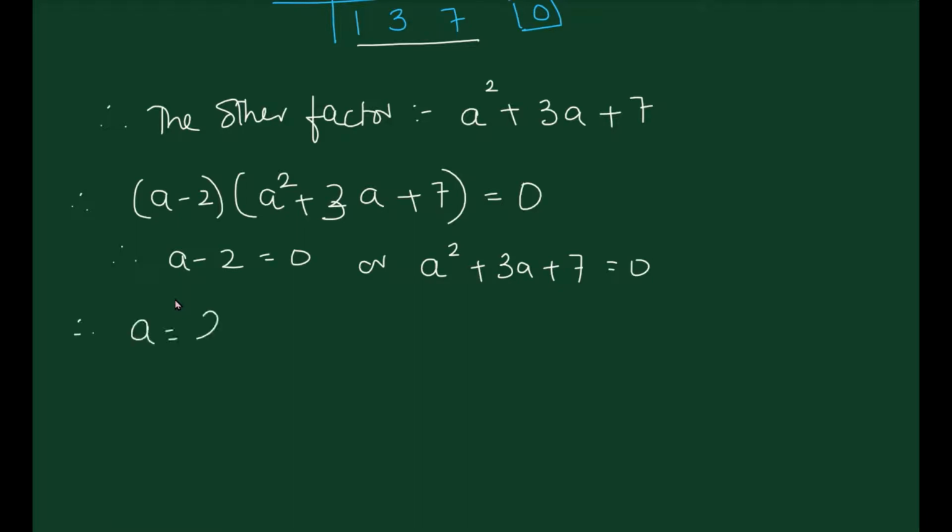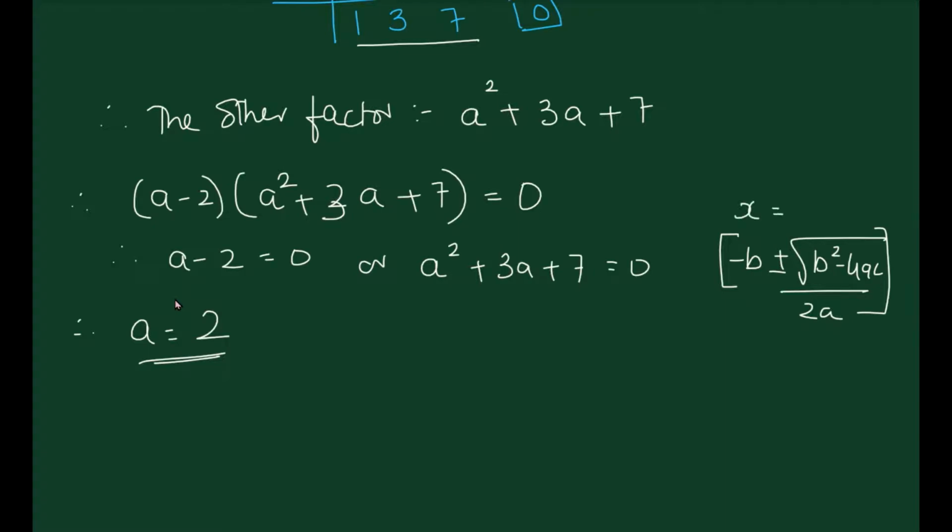Therefore a is equal to 2. Okay, we got one expression. What about this particular second expression? In this case we cannot split the middle term, as you can see. Okay, also then in that case what we can do is we can use the formula method actually. Formula method, if you remember, it is minus b plus or minus root of b square minus 4ac upon 2a. Okay, the roots of the variable are given this way.